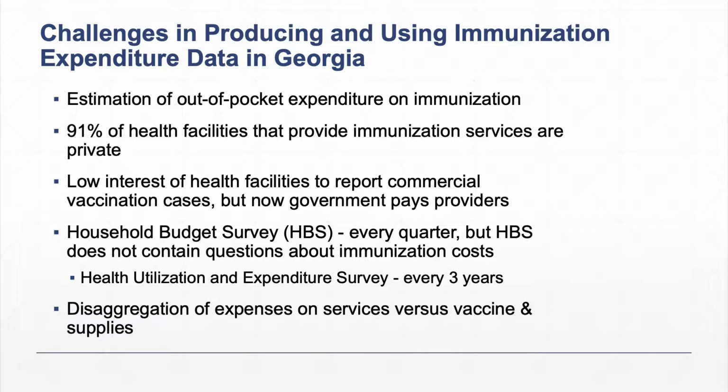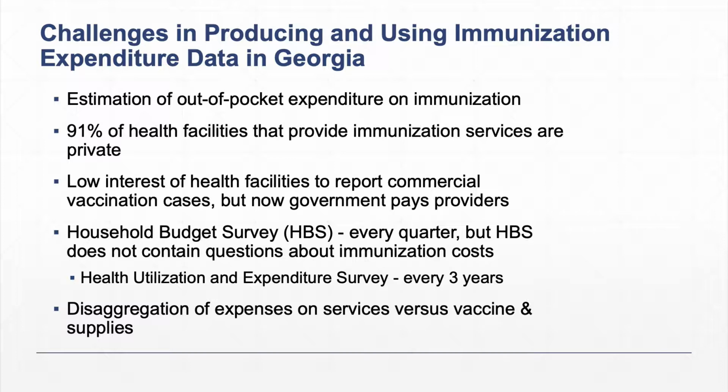Yes, of course, challenges in producing immunization expenditure data. During the last 2-3 years, Georgia's OP on immunization has been decreasing, but it is still high, as you see: 7-9% of total immunization spending. Estimation of out-of-pocket expenditure on immunization is a great challenge for us because, as you know, Georgia is a country where 91% of the health facilities that provide immunization services are private.